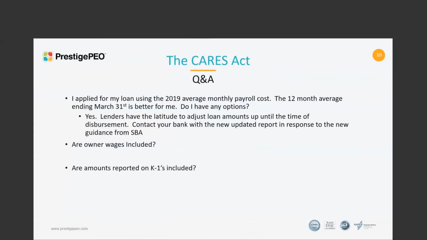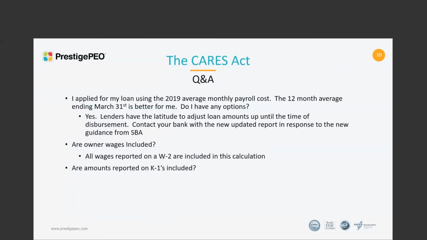The 12 months ending March 31st is better for me. What do I do? Yes, speak to your lender. We have been told by the SBA that the banks and lenders have latitude to change the loan amount in the loan application prior to disbursement. They are going through their own process, because after you file with the bank, the bank also then has to file with the SBA. So there is time to change that loan amount. Contact your payroll rep if you would like to see that report.